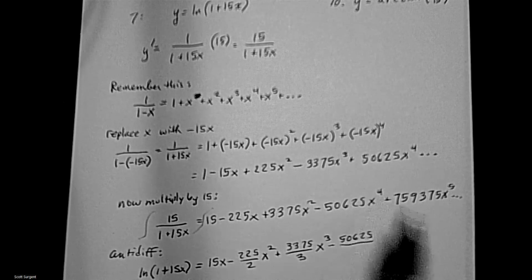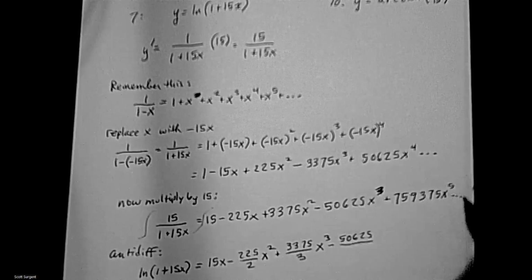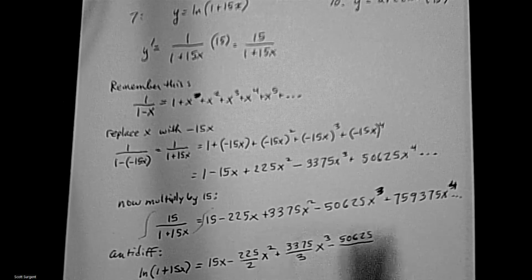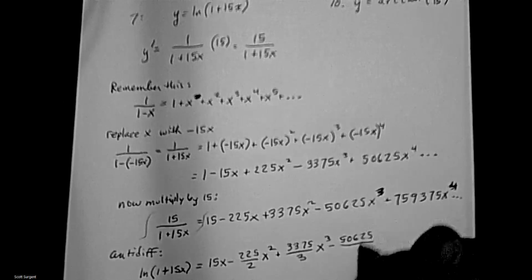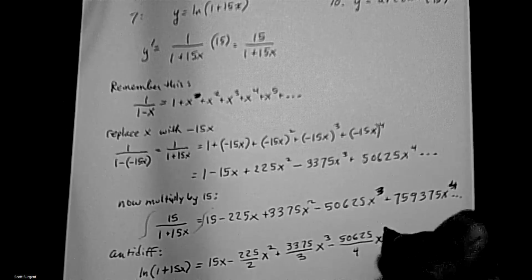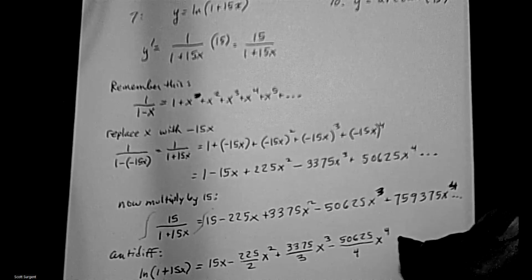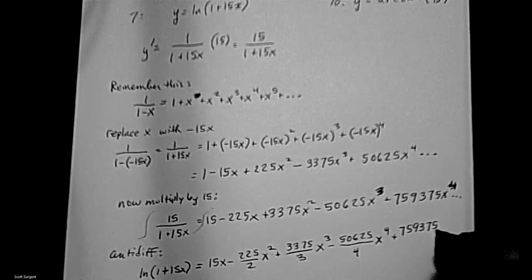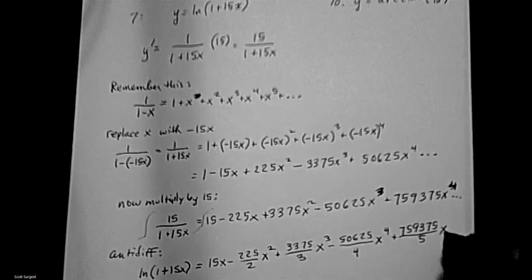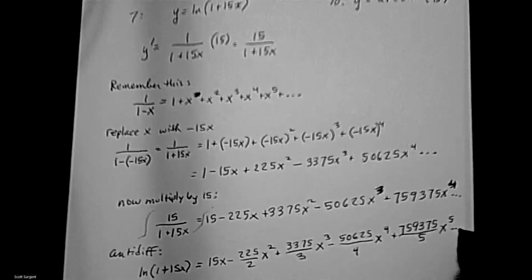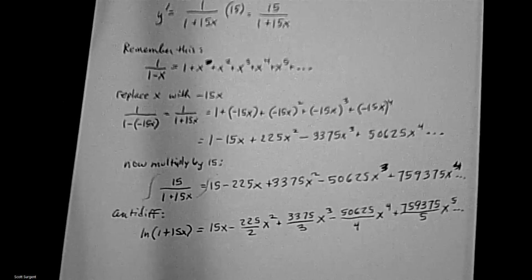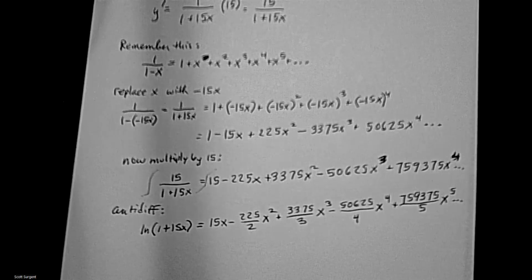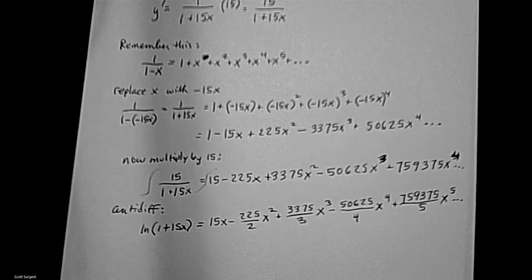Actually, you know what I messed up here? That should be a 3. That should be a 4. So the powers didn't change, only the coefficients in this line changed. My bad. So this becomes a 4, x to the 4. This will be raised now to a 5. So 759,375 all over 5, x to the 5, dot, dot, dot. And I think that's what they wanted. Let me recheck the problem.